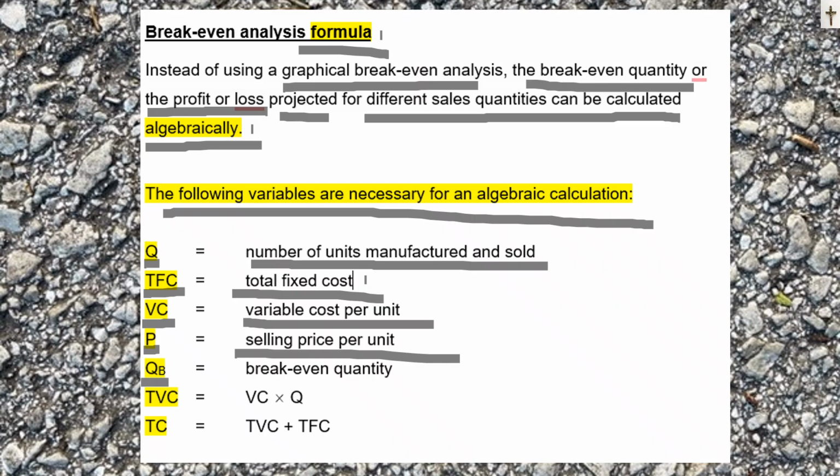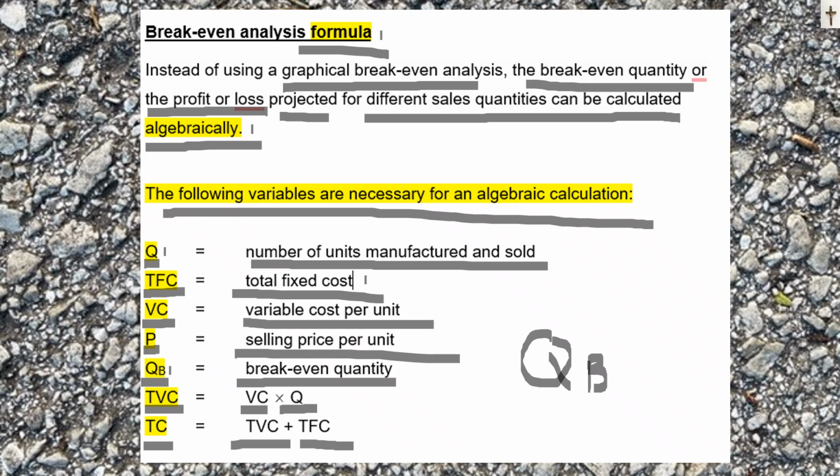QB, now remember Q is quantity, and that little b stands for break-even quantity. So QB is the break-even quantity if we need to determine the break-even quantity. The total variable cost is variable cost multiplied by quantity. We have seen some of these abbreviations before, but it's good just for a refresher. And total cost is total variable cost plus total fixed cost.